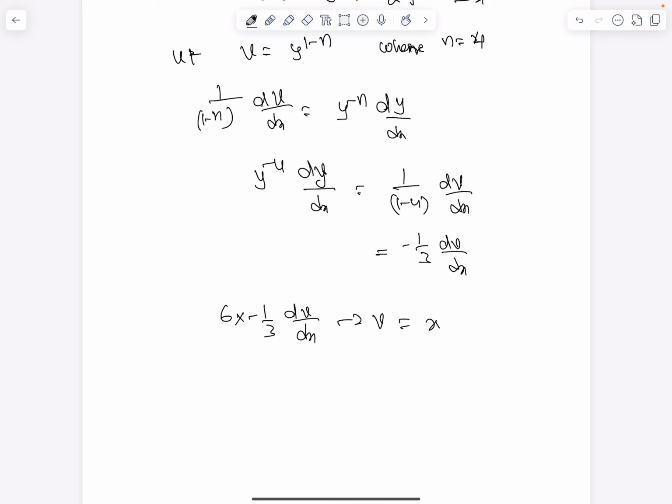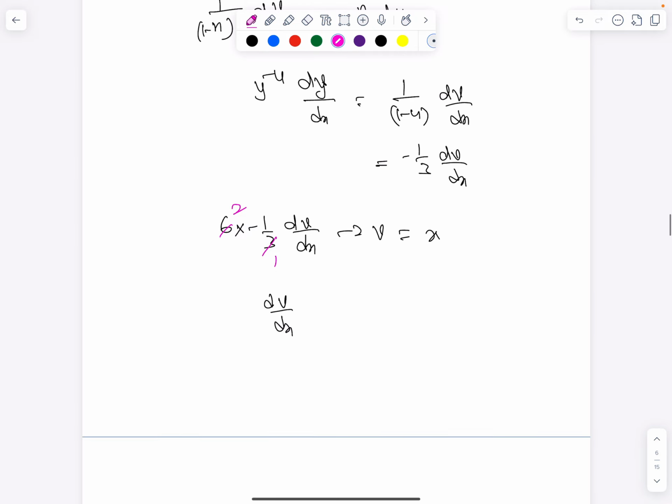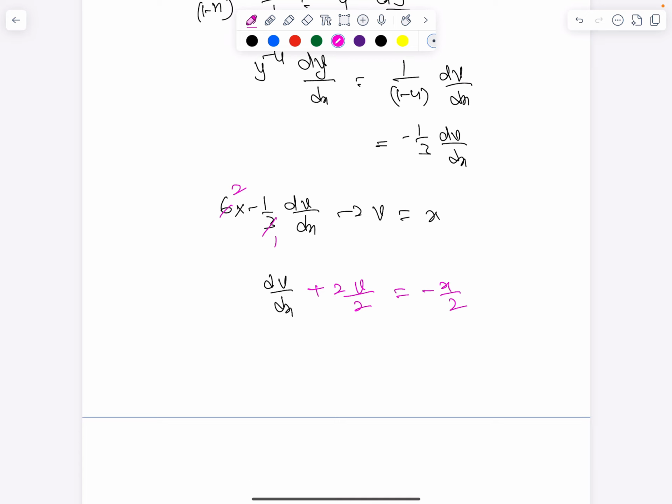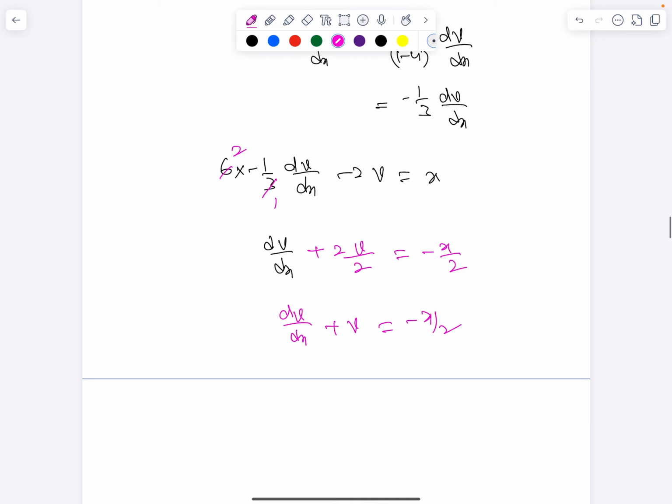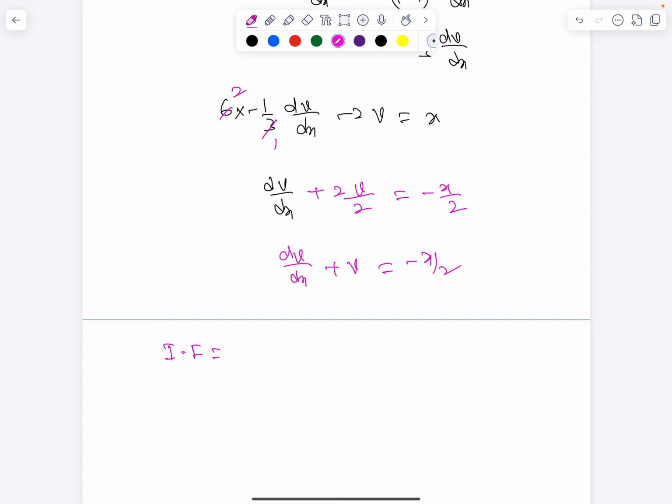Now, further if you try to simplify dv by dx, this is 1 part, this is 2 part, therefore we can further simplify with the minus sign, therefore this is plus 2v divided by 2 and minus x by 2. So this is dv by dx plus v, which is equal to minus x by 2. Now if we take the integrating factor, it is e power integral of 1 dx, which is equal to e power x.